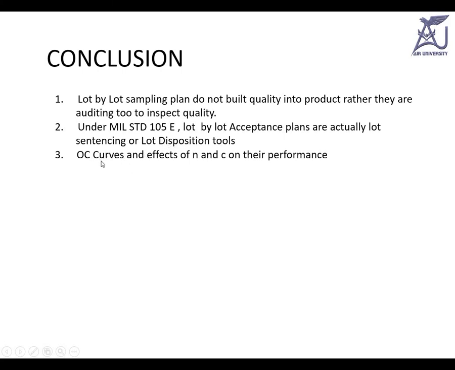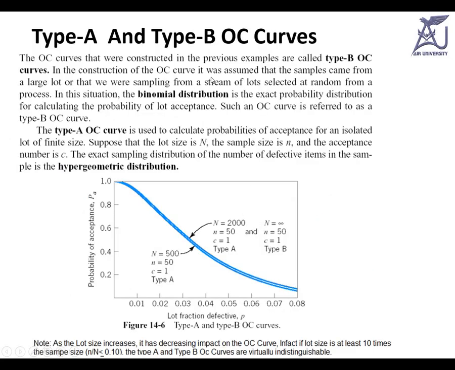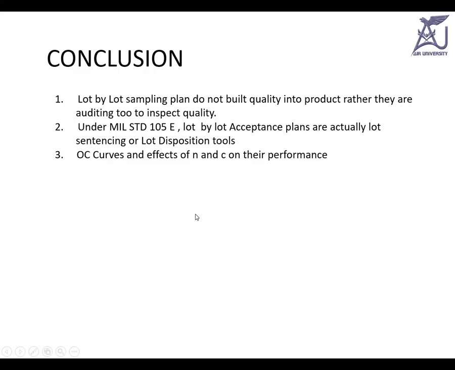And we also discussed how OC curves discriminate between the good and bad lot, and what was the effect of n and c on these curves, and how these type B OC curve and type A OC curve depend upon the n and c. So this was all about today's lecture. I hope you will try these numericals at the end of the book based on single sampling plan as well as on double sampling plan.